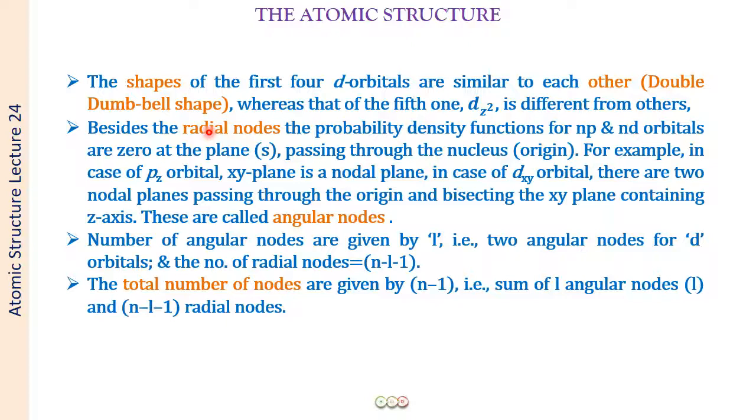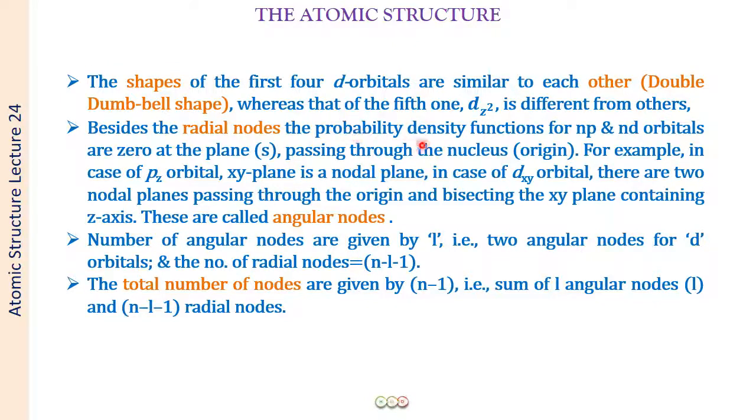So this means that this is at a fixed distance from the nucleus. But then there are angular nodes also. So what are angular nodes? Well, the angular nodes are going to be at a fixed angle from the nucleus. The radial nodes are spherical, and angular nodes are flat planes.